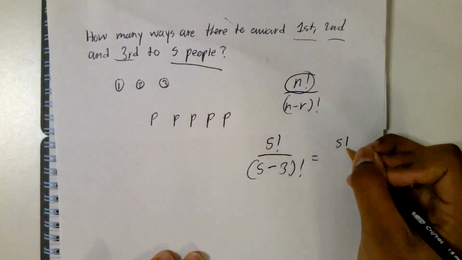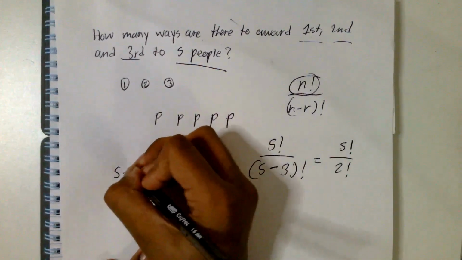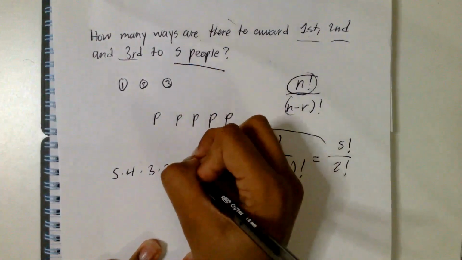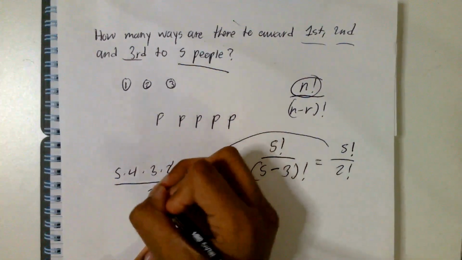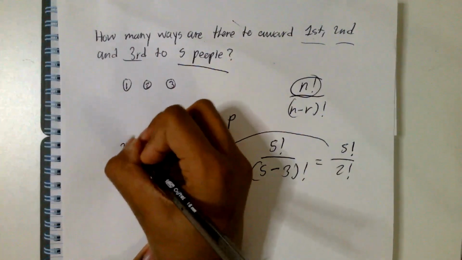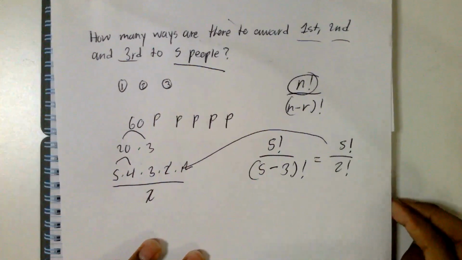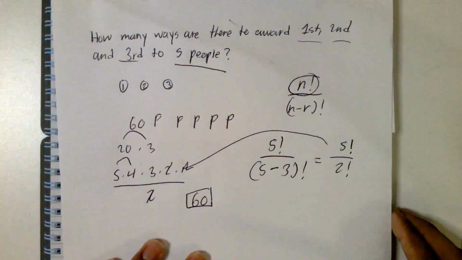So this is just going to be 5 factorial over 2 factorial. So if we expand this, 5 times 4 times 3 times 2 times 1, and then 2 factorial is just 2. So we can cross out the 2's. 5 times 4 is 20, times 3 is 60, and we don't need to multiply by 1. So our answer is just going to be 60 ways for this problem.